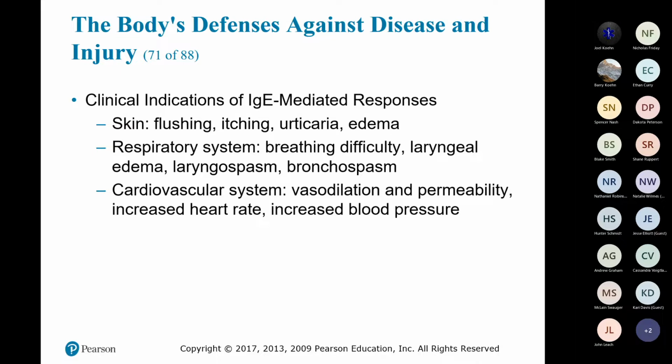Let's take a 10-minute break. Come back here at 6:55, and then we'll go over some of the indications of responses and things that we look for, especially with somebody having an allergic reaction. So take a 10-minute break. We'll come back.